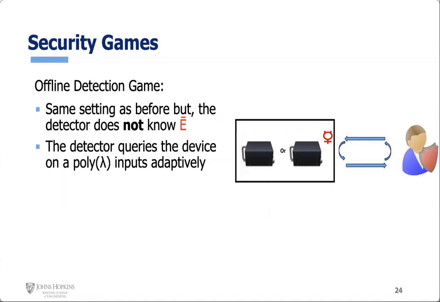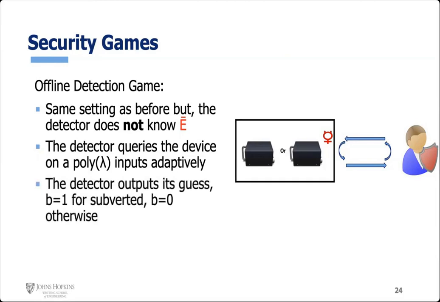This emulates the setting where you buy a device and before deploying it online, you test it at home. You have query access in the same way, but the input trigger set is negligibly small. So by random sampling and checking its behavior on different inputs, it's hard for a detector to win this game, right?